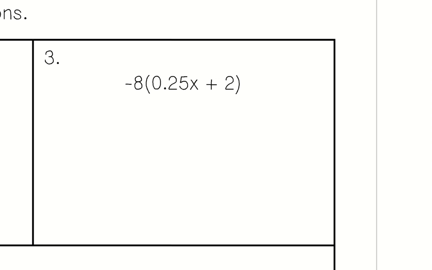All right, number 3, we've got a decimal. That's okay. We're not going to freak out about decimals. Either use your brain or use your calculator. So we're going to multiply negative 8 times 0.25x, and then we're going to multiply negative 8 times 2. So negative 8 times 0.25x is going to be negative 2x. And then negative 8 times positive 2 is negative 16.